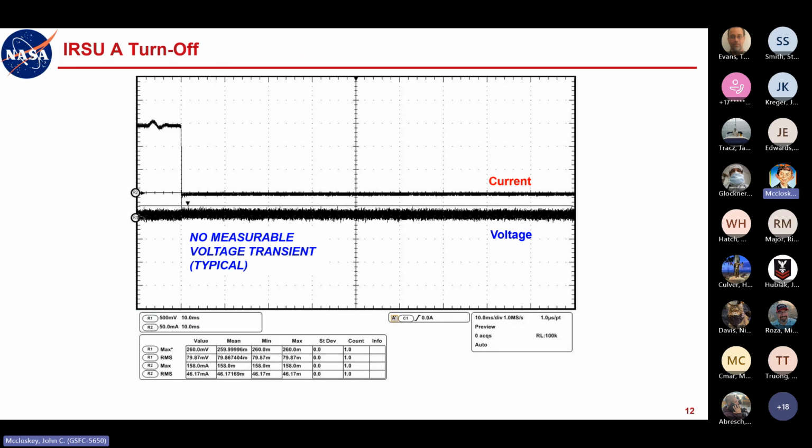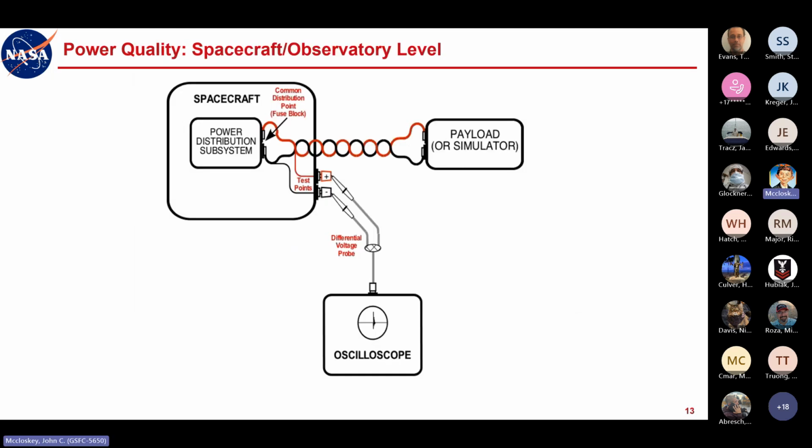And then for pretty much all of the other units, we didn't really get the scope to trigger at all. Or we were triggering on current, I believe, was how we got a trigger in the first place. So we knew the current was going to drop. So we would trigger on the current, but there's no measurable transient resulting from that, and that was typical. So transients are not a big concern was the conclusion we came to there.